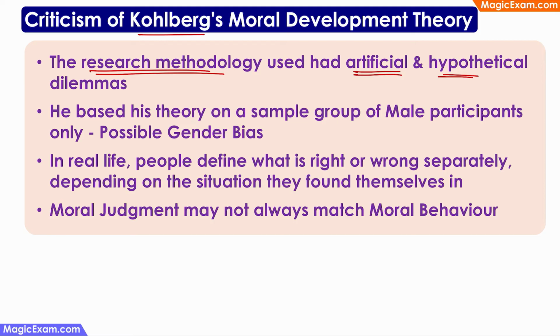Then there is a possible gender bias because all the participants who participated in Kohlberg's research group were male participants. So would female participants have answered the questions differently? So that might be a cause for gender bias. And in real life, people define what is right or wrong separately, depending on the situation. For example, a child knows that it is wrong to steal. But what if the child is very, very hungry?